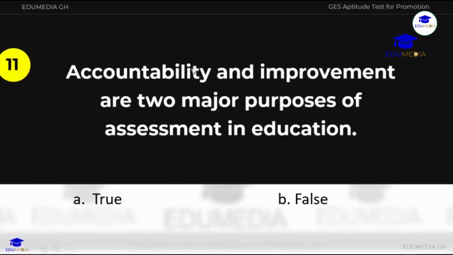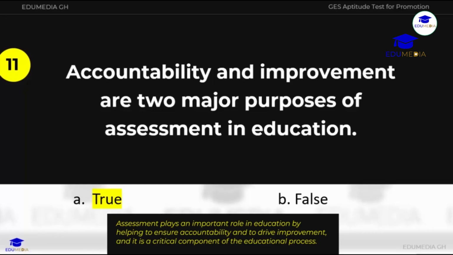So the next question we have here is question number 11. Accountability and improvement are two major purposes of assessment in education. The correct answer here is true. Now, this is true because accountability and improvement are two major purposes of assessment in education. Assessment refers to the process of measuring a student's knowledge, skills, abilities, and performance in a particular subject or course. Assessment is important for accountability because it provides a way for the teachers and the institutions to determine whether students are meeting the established standards and also the expectations of the learning are being met, such as the learning objectives.